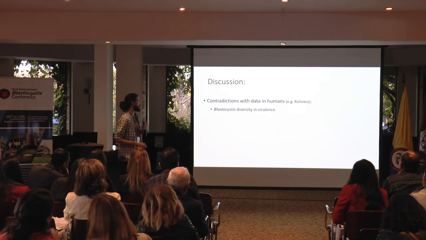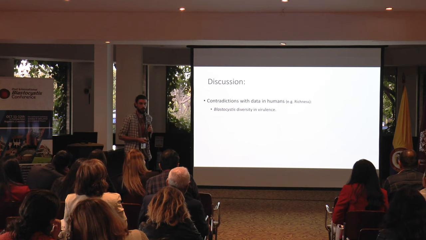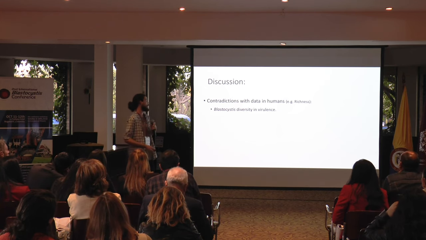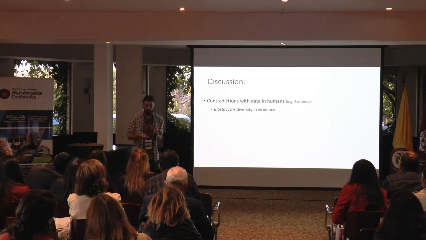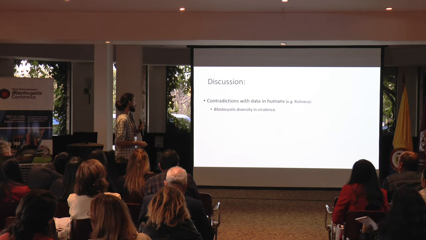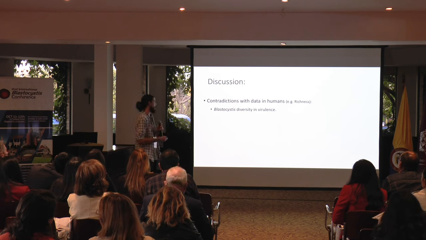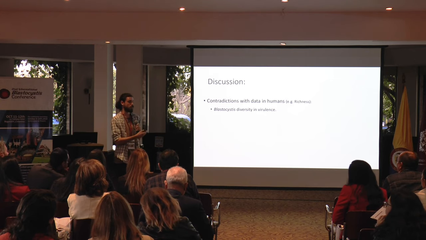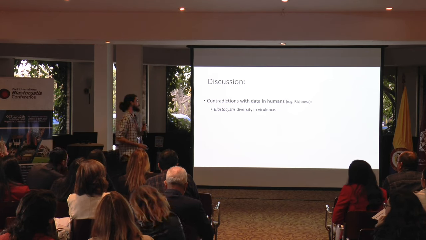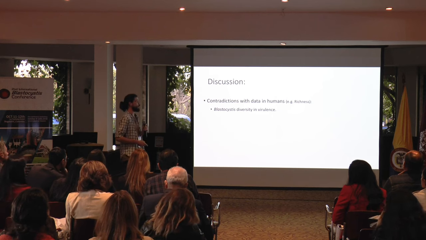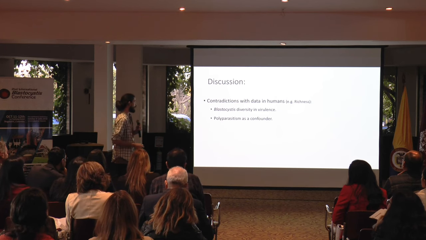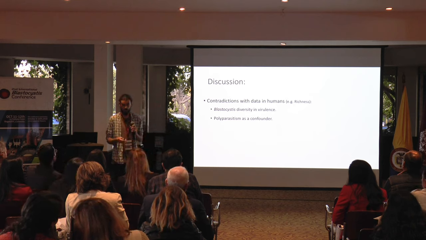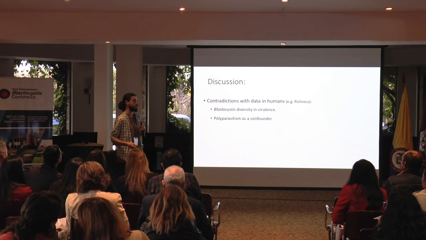But what of the contradictions? How can we explain the contradiction between the increased bacterial diversity that we see associated to blastocystis in humans and the opposite pattern that we found in chimpanzees? The first option is that blastocystis has this amazing diversity, also in virulence, as has been shown all throughout the conference. So this might be one option to explain the differences. Polyparasitism of unchecked parasites might be a very important confounding factor when we're studying these associations.